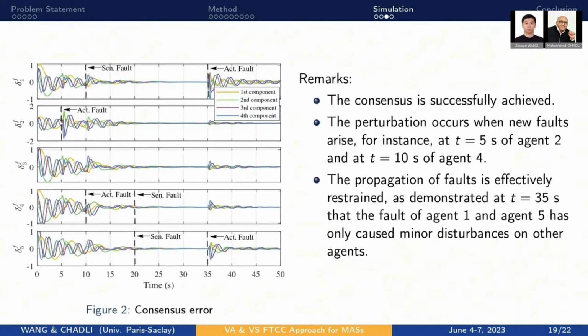And after simulation, this figure presents the evolution of the consensus error of different agents. And we can see that the consensus is well achieved. The dashed line means the occurrence of faults in the corresponding agents. For example, we can see that at t equals 10 seconds, there is a sensor fault in agent 1 and an actuator fault at 35 seconds. And notice that the fault can propagate to the healthy agents. For instance, the perturbation of agents 2, 3, and 4 after 35 seconds is due to the actuator fault of agent 1 and agent 5.